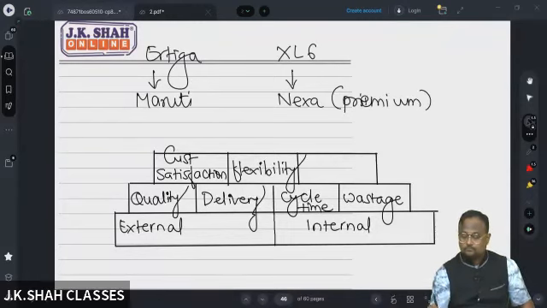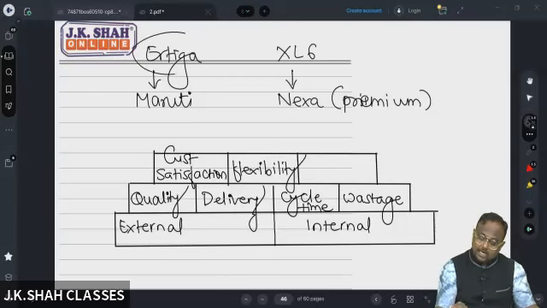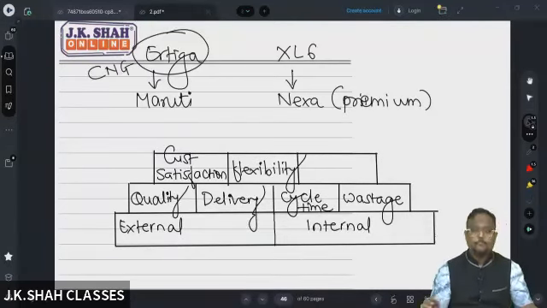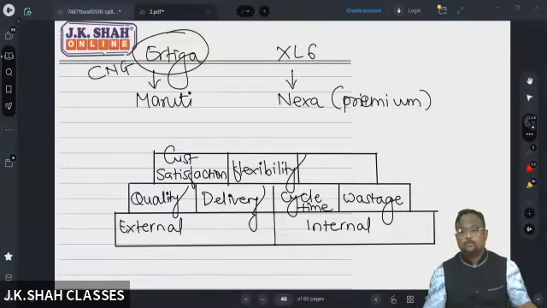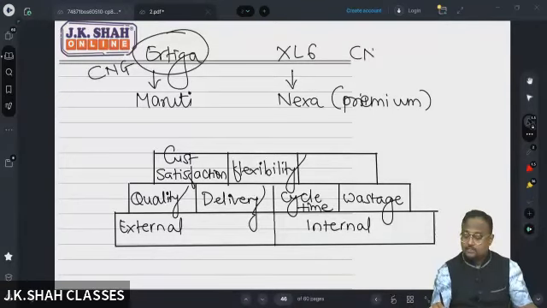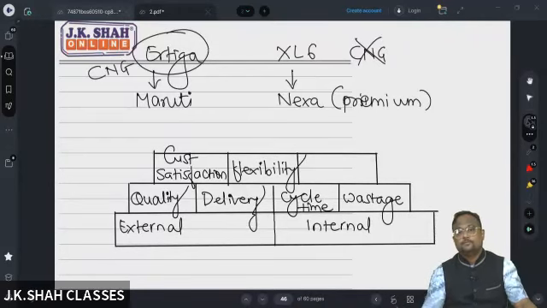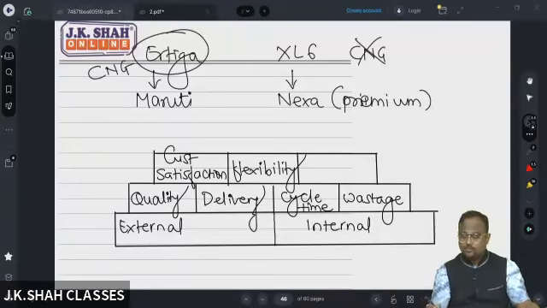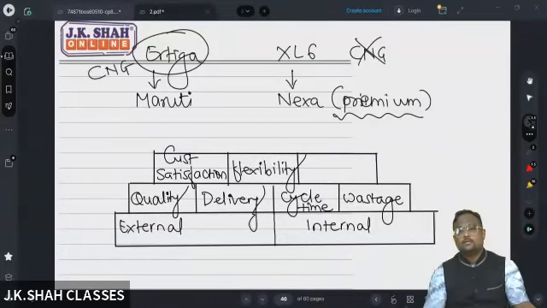तो अर्टिगा वाज सोल्ड बाय, sold under the normal brand name, but XL6 was sold under premium brand name. So Ertiga had CNG option. XL6 never had CNG option. बॉस बजट कार है ही नहीं, प्रीमियम कार है, तो फ्यूल के बारे में कौन सोचता है? तो XL6 नेवर हैड अ CNG ऑप्शन.